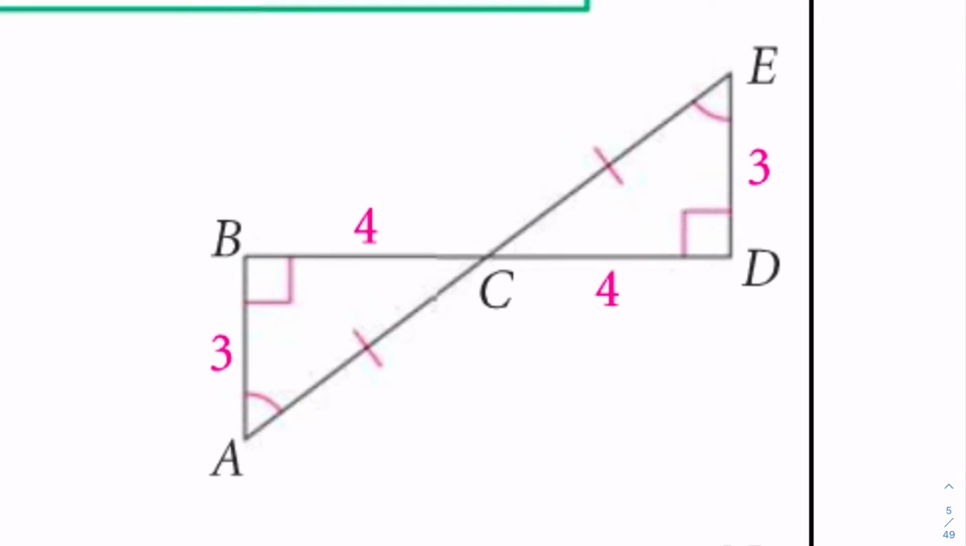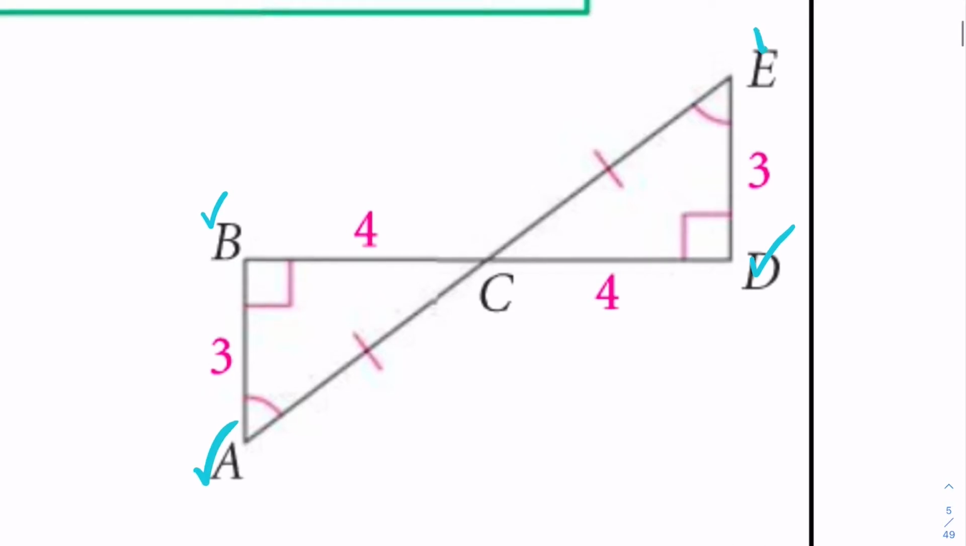Well, I have angle B and angle D are congruent. I have angle A and angle E are congruent. I have side AB is congruent to side ED. I have side BC is congruent to side CD. And I have side AC is congruent to CE. I have 5 out of, think about this. There are three angles in each triangle. There are 3 sides in each triangle. I have 5 for 5. What I'm missing is one more angle.